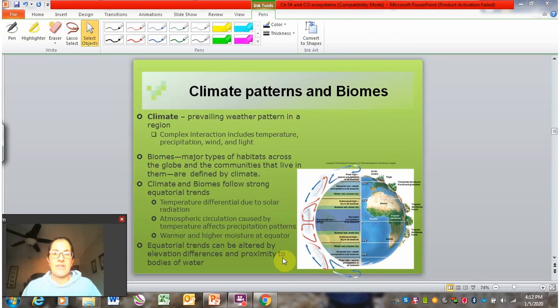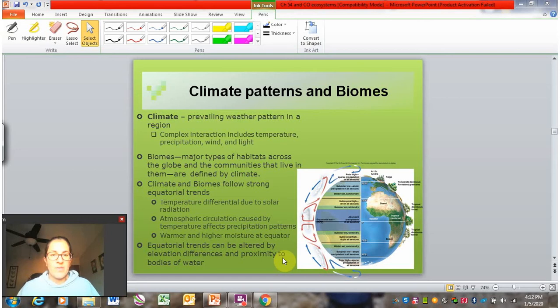The climate of an area is the prevailing weather patterns in a specific region. And so this is created: the climate is an overall combination of the impacts of temperature, precipitation, wind, and light. So some of the physical features of our environment interact with each other to create this climate pattern. And this relates to biomes.